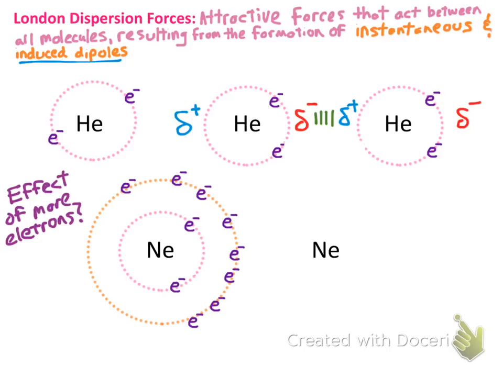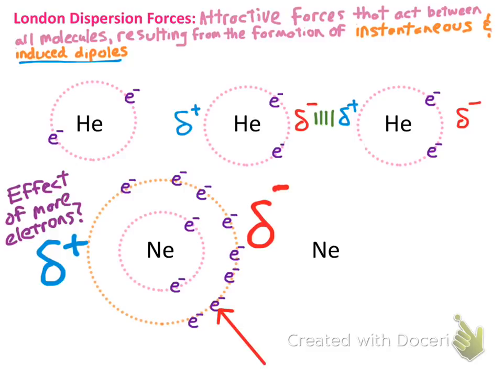Now, with more electron density, what would that do to a relative partial positive versus partial negative? Well, now, in this case, we have a much more electron-rich side, leading to a partial negative side that's greater in magnitude than our helium counterpart. Consequently, we would also have a greater partial positive charge on the other side of our neon.